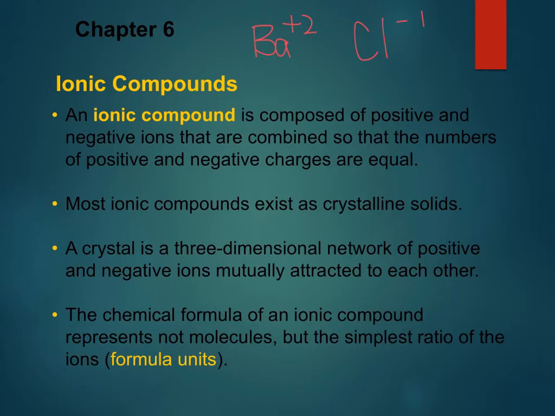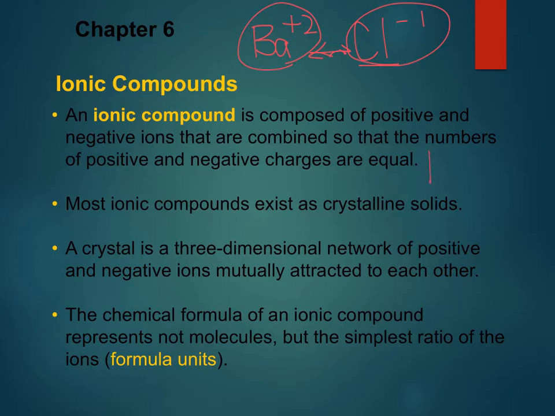What is happening is you have an attraction between this atom that has lost two electrons and this atom which has gained an electron, and their opposite charges act like a magnet and they attract each other by the oppositeness of their charge. So an ionic compound is composed of a positive and a negative ion combined so that the numbers of positive and negative charges are equal.